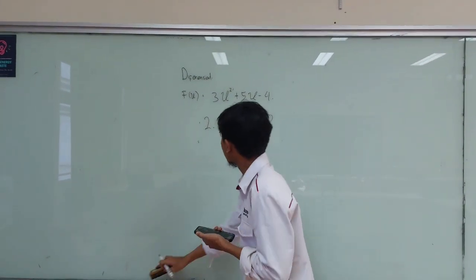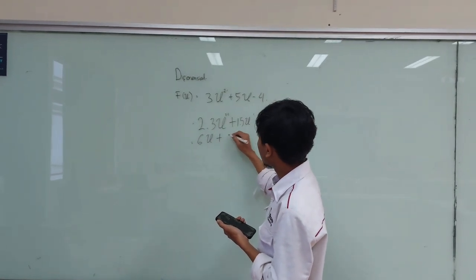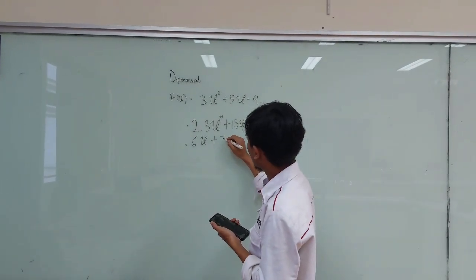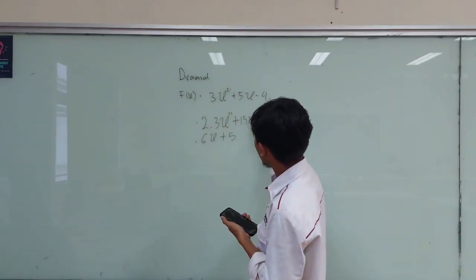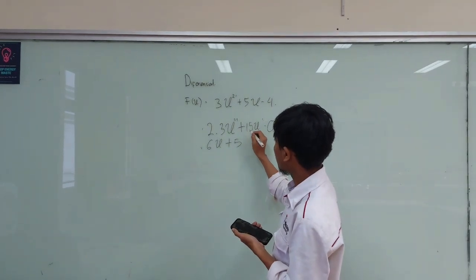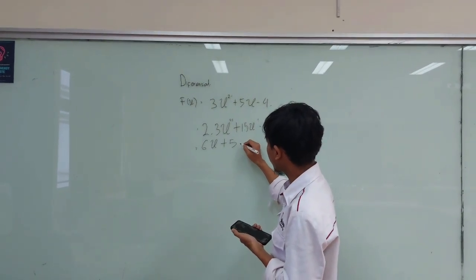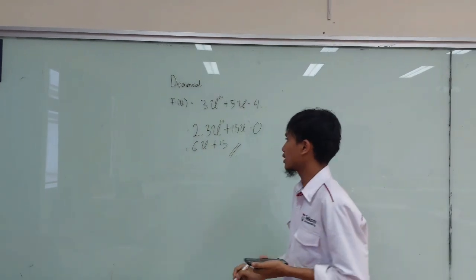The result is 6x plus 5. We erase the x because we move it beside the 5. Then this is the result, 6x plus 5.